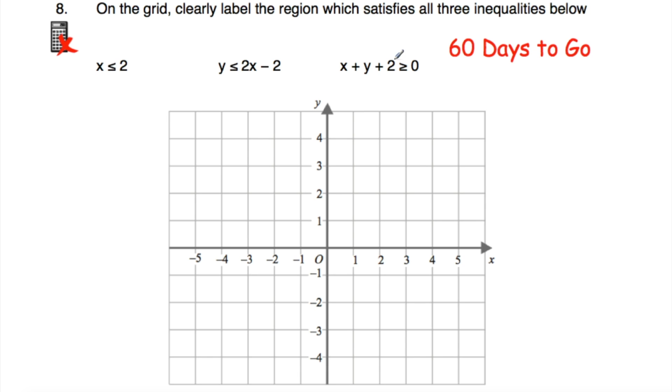So we've got 3 inequalities, so let's draw each of them. So we've got x is less than or equal to 2. So let's draw x equals 2. So x equals 2 looks something like this. So it's a vertical line passing through 2.